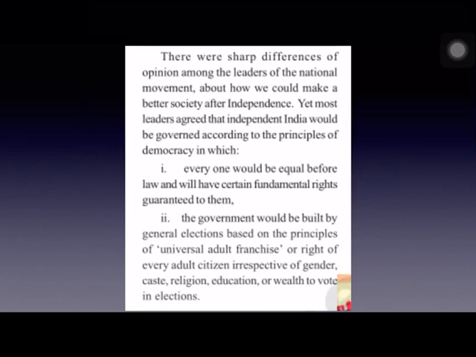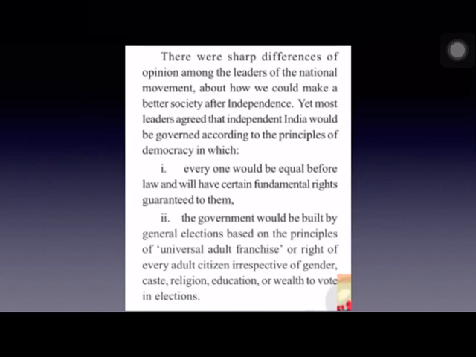All must be treated equally before law. That means the same law should apply to all the people, and it is known as rule of law. Certain fundamental rights will be guaranteed to each and every citizen. They also agreed to this fact. And the government will be formed by general elections, which are held on the basis of universal adult franchise.